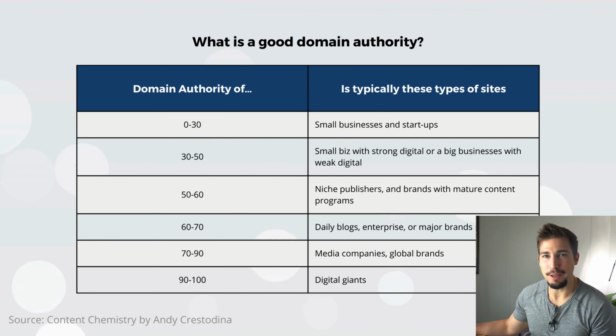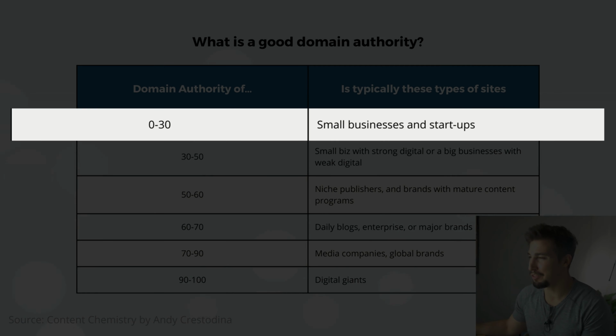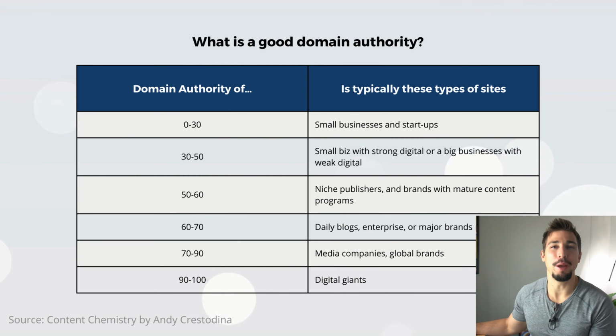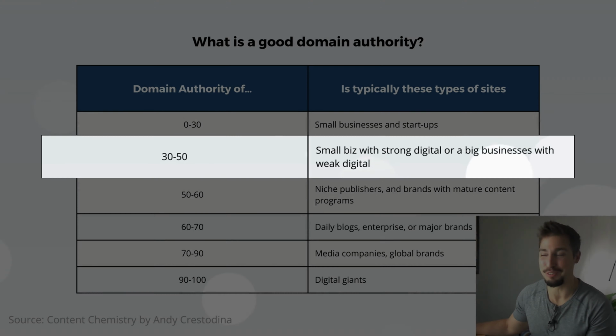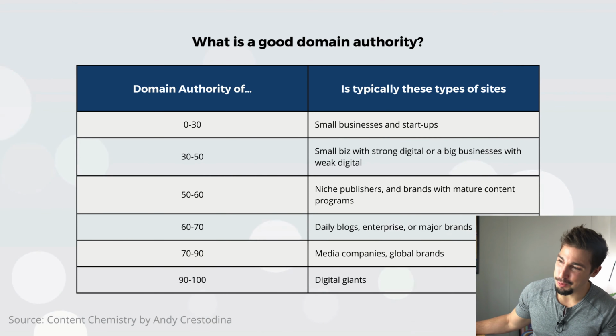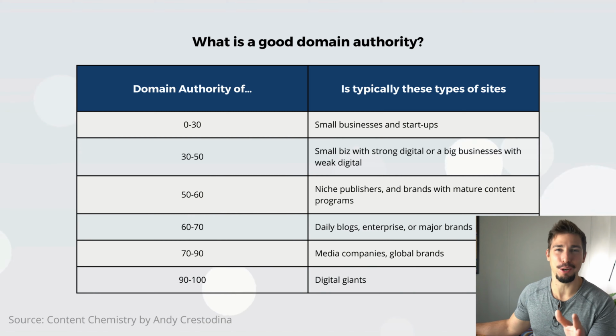And you may be wondering, what is a good domain authority? Well, use this chart as a solid guide. So if your domain authority is between 0 and 30, you're usually a small business or a startup. If your domain authority is between 30 and 50, you're either a small business with a strong digital presence or you're a big business with a weak digital presence. If your domain authority is between 50 and 60, you're like a niche publisher or a brand with a mature content program. You've been around for a minute.